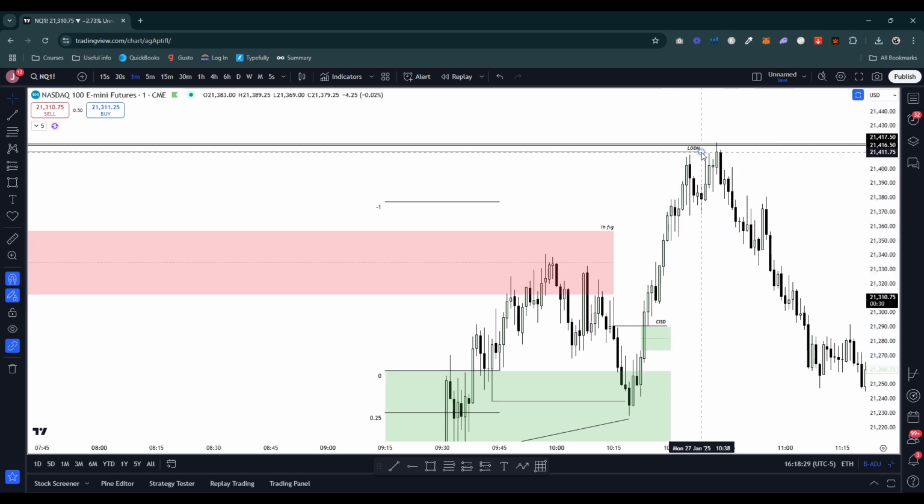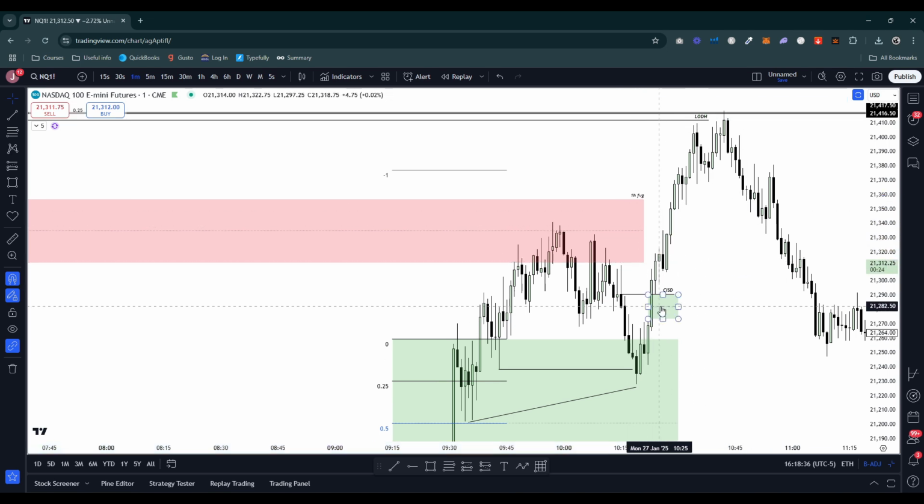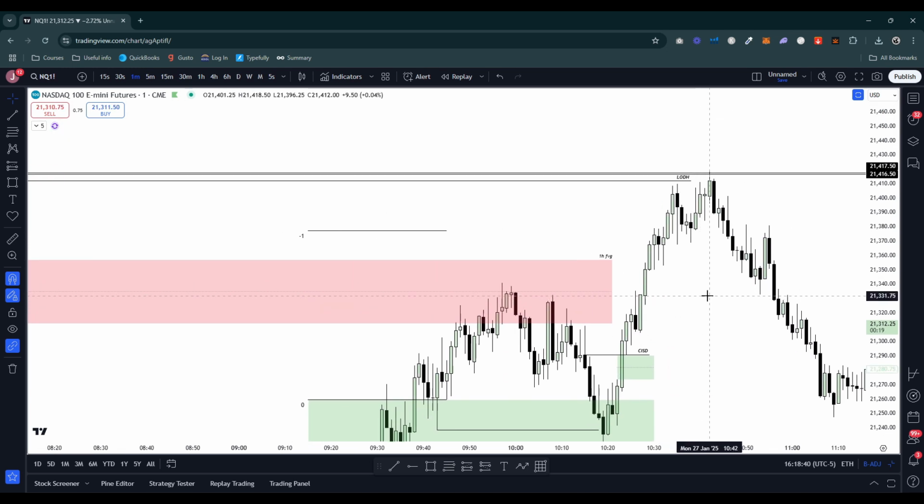I know some of you guys ended up taking this with me and ended up delivering up to the London high here perfectly. And it ended up getting a little bit above the 1 hour fair value gap, but it still respected this one. But yeah, that was the trade that we ended up taking during the live session for over 100 points.